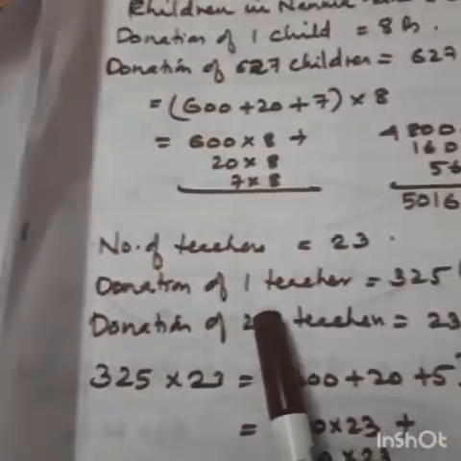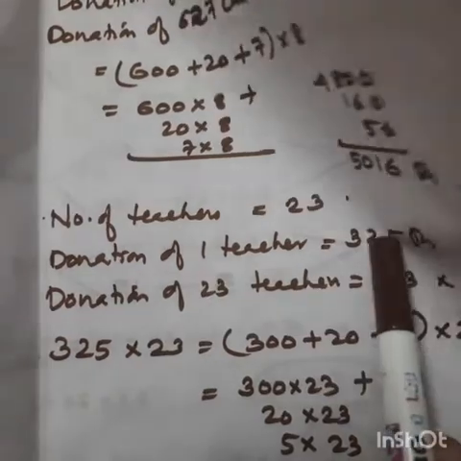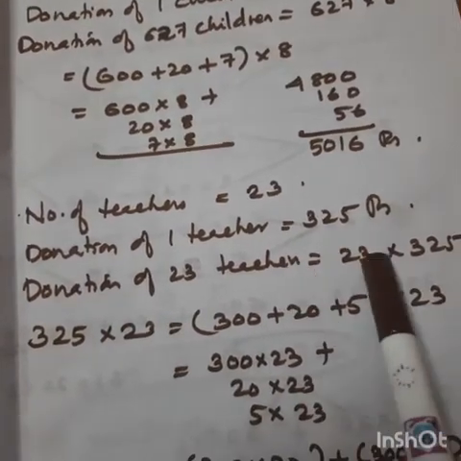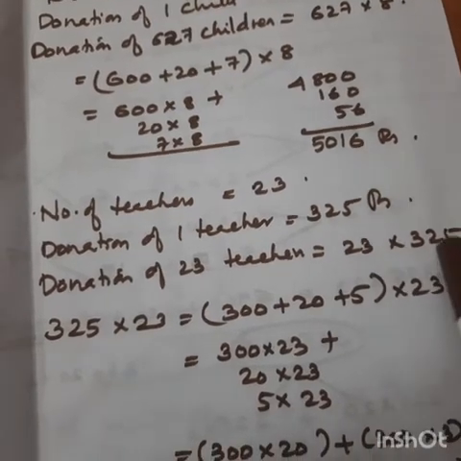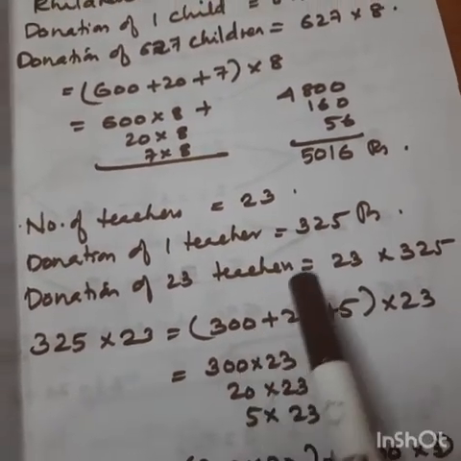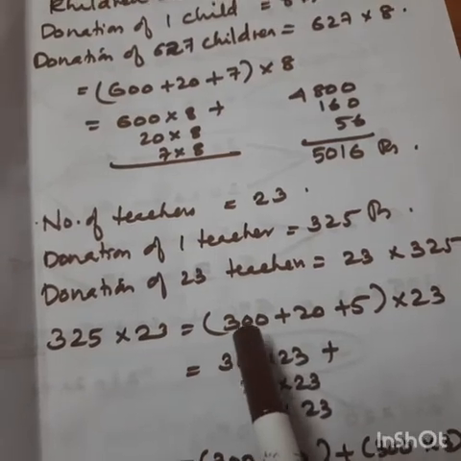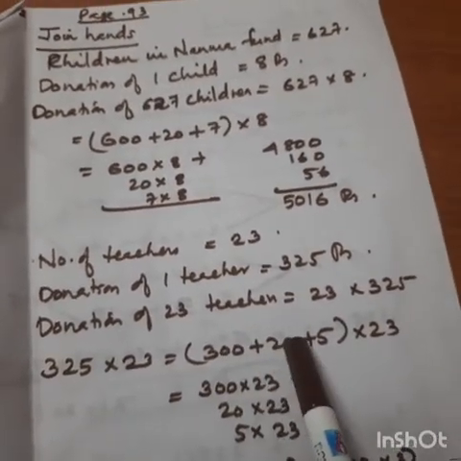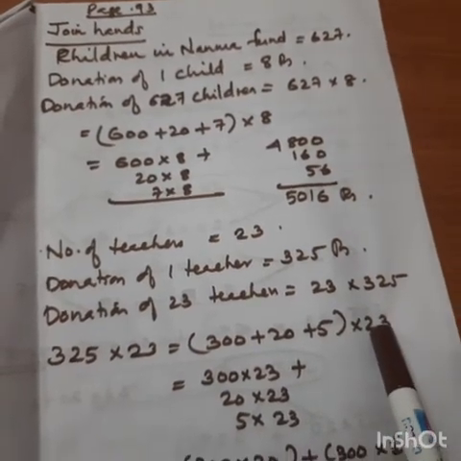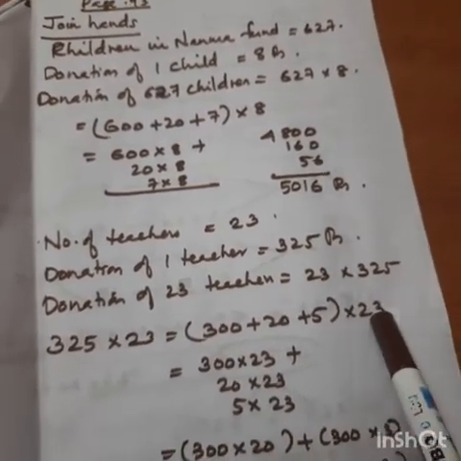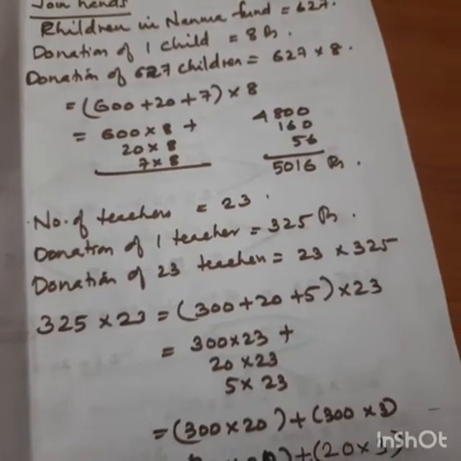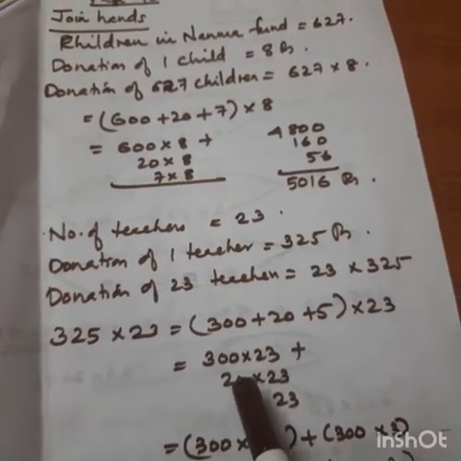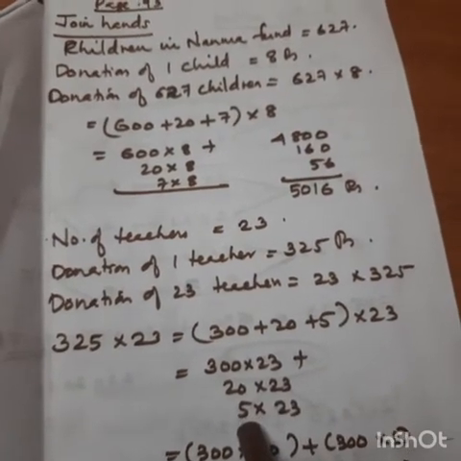Then number of teachers is 23. Donation of one teacher 325 rupees. Donation of 23 teachers equals 23 into 325. Here 325 is split as 300 plus 20 plus 5, into 23. Here we split 23 also. That is 300 plus 20 plus 5, into 20 plus 3.